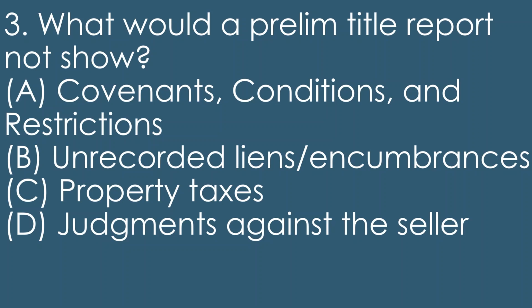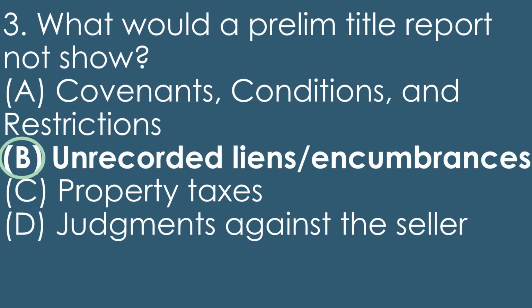And then judgments against the seller. Most judgments are general liens, and those are issued by the court. And so those would be a recorded lien that shows up on the prelim as well. And remember, a general lien goes against the person, so the seller, and that would be over all their properties when it's a general lien. So that would show up on the prelim if it goes against the seller, which would then be against the property if it is a general one. And most judgments are. So the best answer would be unrecorded liens or encumbrances.